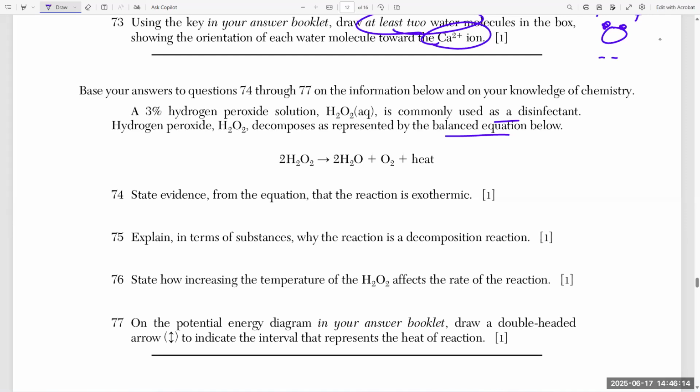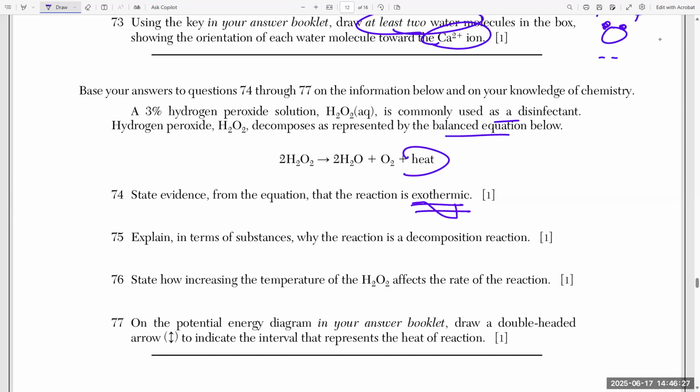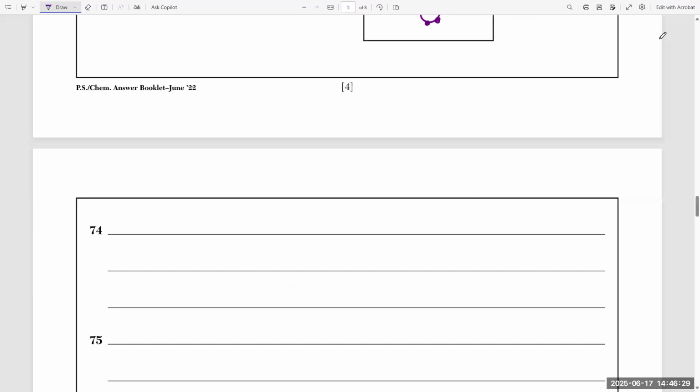It says here, state evidence from the equation that the reaction is exothermic. Well, hello. Exothermic means what? Heat is on the product side, and there it is. So that's literally what you're going to write, that heat is on the product side, or what else can you write?